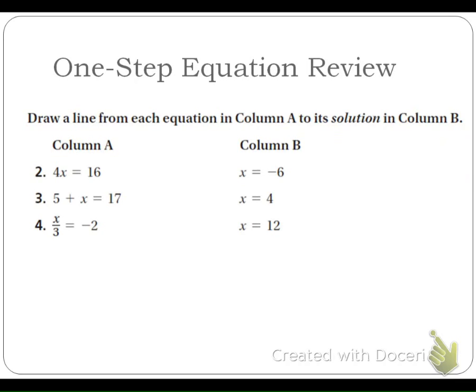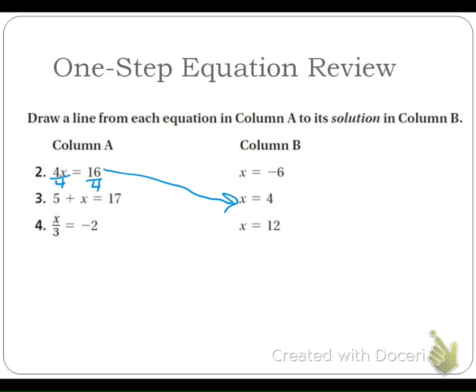Let's review one-step equations real quick. Most of the time you can solve one-step equations in your head if you remember what inverse operation you need to apply. In problem 2 there you have 4x equals 16. To get x by itself, we notice that there is a 4 beside our x. If it's beside it, what do we have to do? Divide. That's the coefficient. You would have to divide both sides by 4. 16 divided by 4 is 4. So x should equal 4.